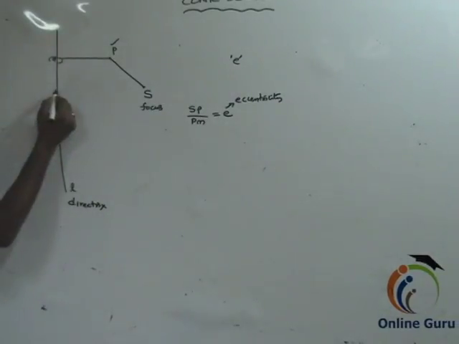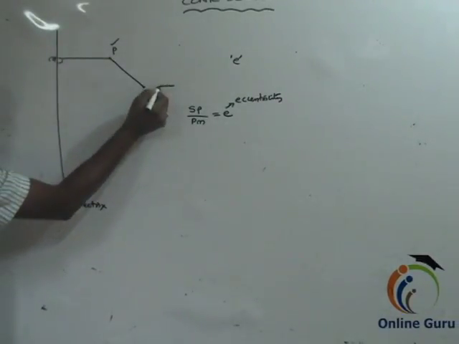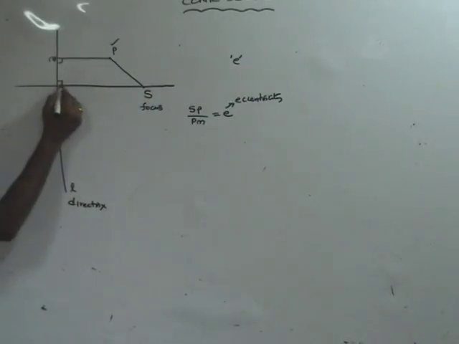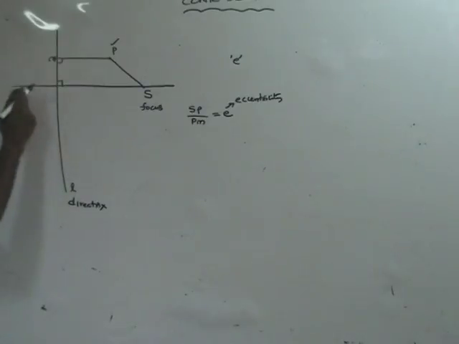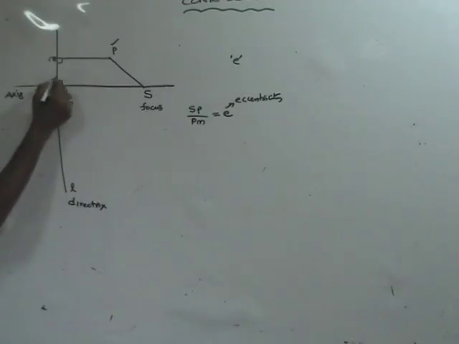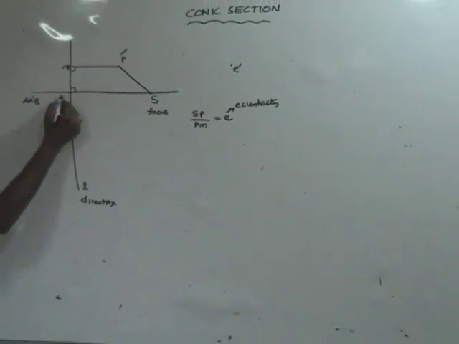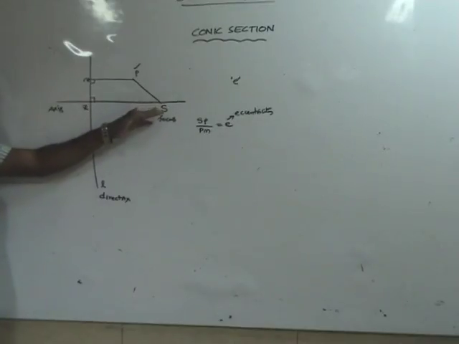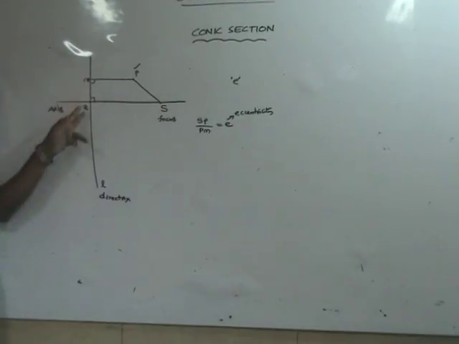Now we draw a line which is passing through S, and that line is always perpendicular to the directrix. Then that line is said to be the principal axis of the conic. The point of intersection of the principal axis and the directrix is denoted by Z. So the line which is passing through the focus and perpendicular to the directrix is called the axis of the conic.